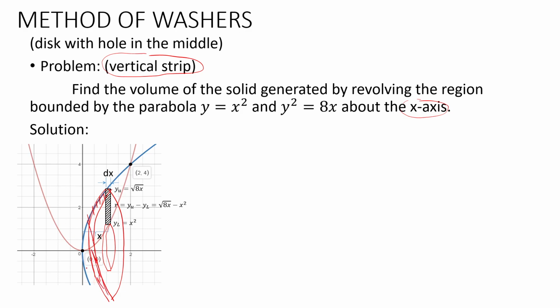Since there's not enough space for us to generate the volume, again, you label Y top, you label Y bottom, because this will be important later on for how to plug in the values for the formula. Also, you need to determine the points of intersection.